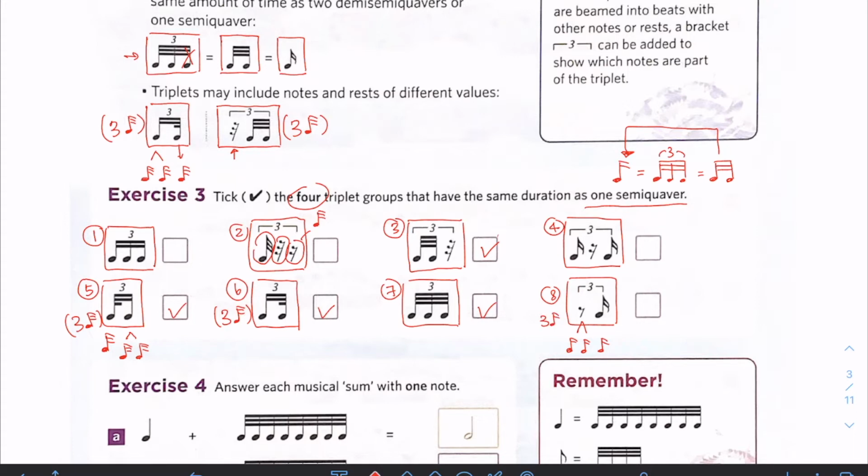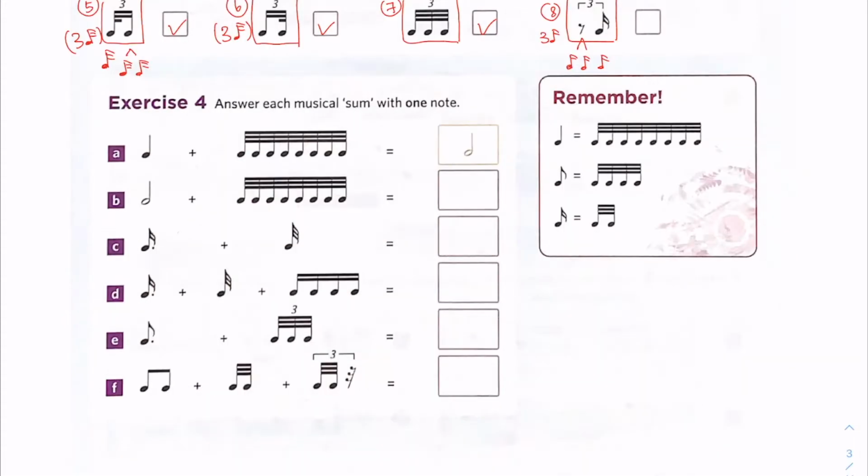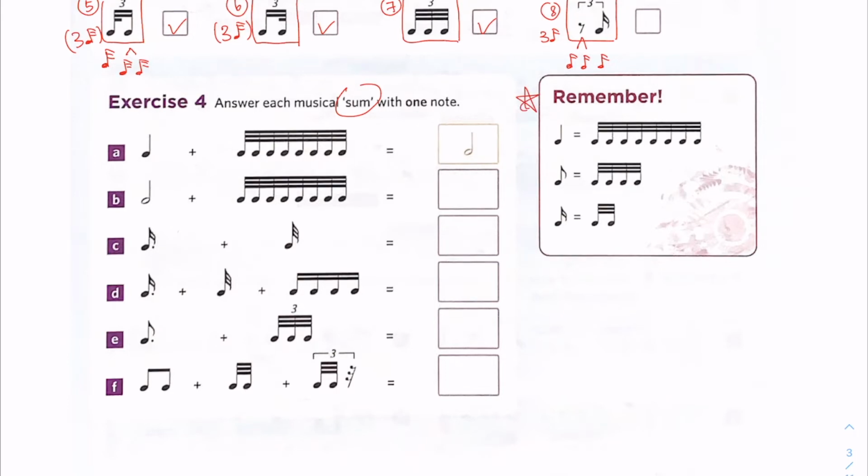So the answer would be number 3, number 5, number 6, and number 7. Next, exercise 4. Answer each musical sum with one note. Remember, a crotchet is the same as 8 demisemiquavers. A quaver is the same as 4 demisemiquavers.